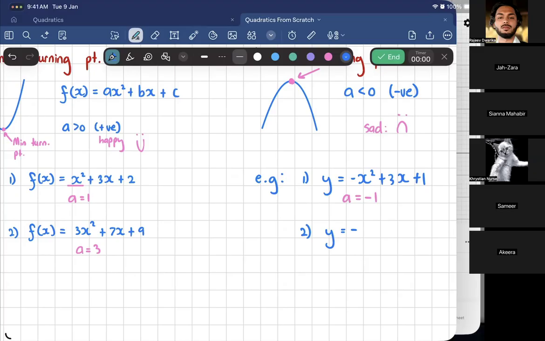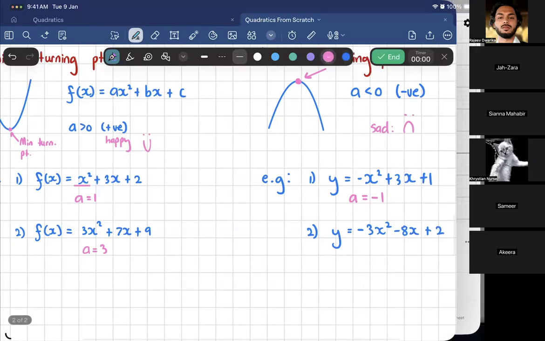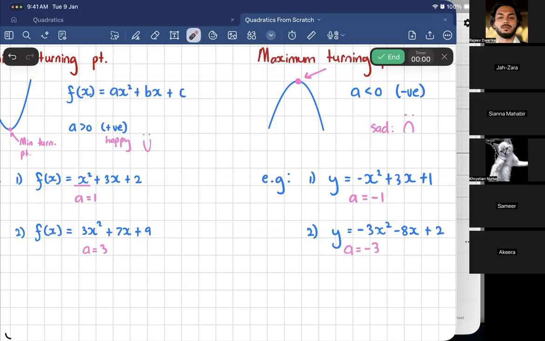But let me just spice up things a bit. So what about -3x squared minus 8x plus 2? Somebody, quickly, what is A? It is negative 3. Right. Everybody, we can see that the coefficient of x squared is actually -3. So once A is a negative number, think sad face, and sad face would correspond to a maximum turning point.